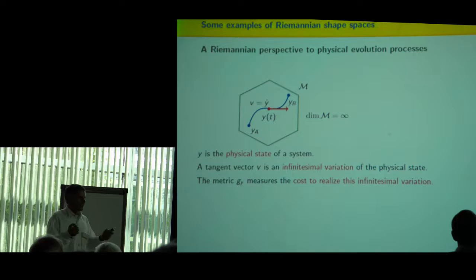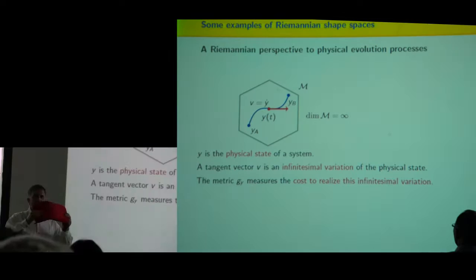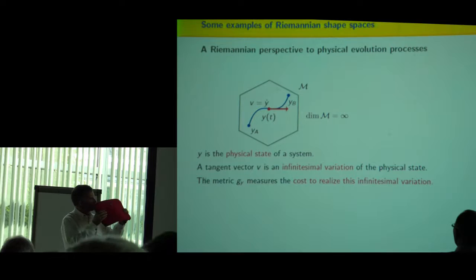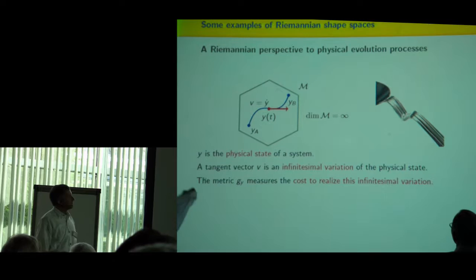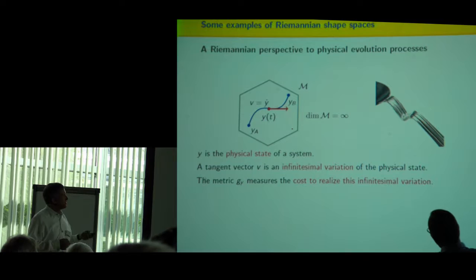Now, for instance, if I bend a shell surface, so this is a perfect shell surface here, if I do this, I basically transform energy into heat via dissipation, reflected by friction, and the infinitesimal response to a certain variation is measured by the metric G on infinitesimal variations of physical states. Here's another example. Think of a spoon which you bend so that it doesn't flip back. And this is dissipation going on, and this is measured here by the metric.